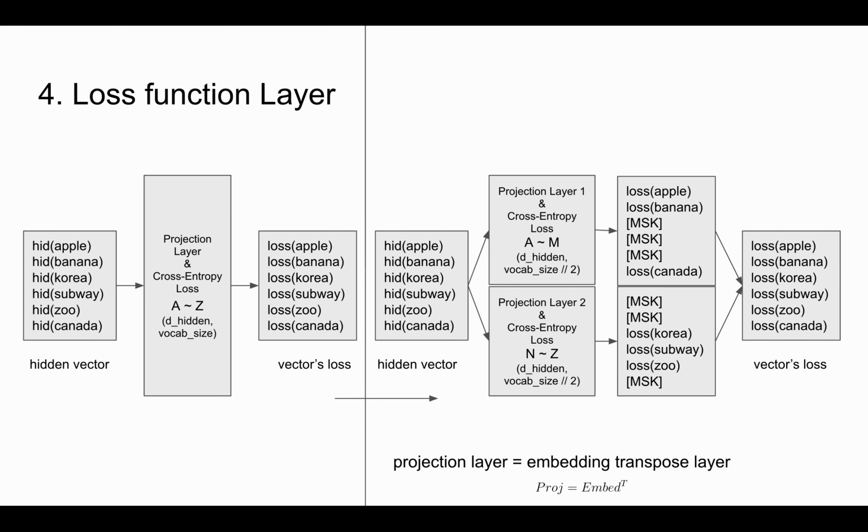Last layer is the loss function layer. To compute loss value, we need to pass the projection layer, which is the transpose version of the embedding layer. They split the projection layer same as the embedding layer. The first layer projects hidden vectors which have A to M target words, and the second layer projects hidden vectors which have N to Z target words. For example, the hidden vector of subway will be masked in sub-layer 1 because it handles A to M target words.